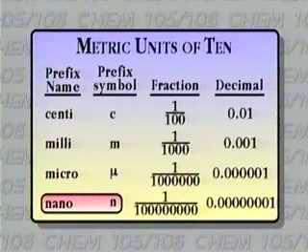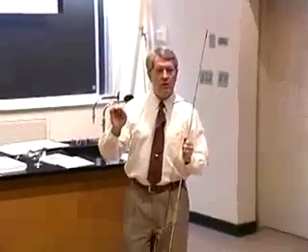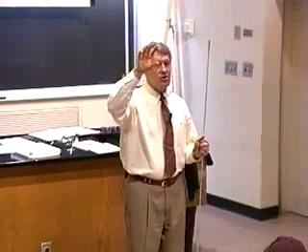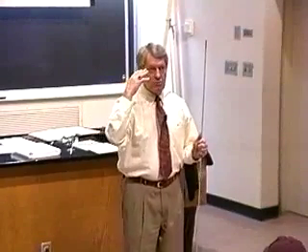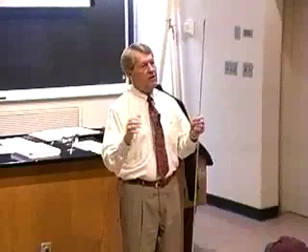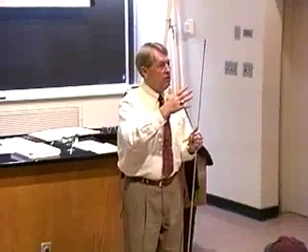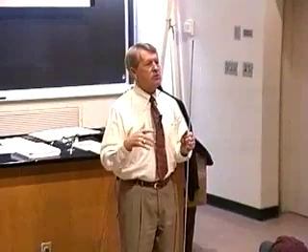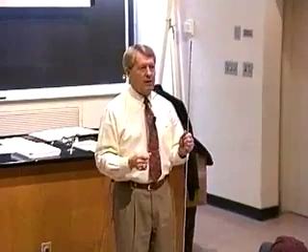Now, nanometers are a unit that we use when we talk about the length of electromagnetic radiation of light. Visible light has a wavelength of between about 400 and 700 nanometers. That's the term that we use to talk about that. Okay?